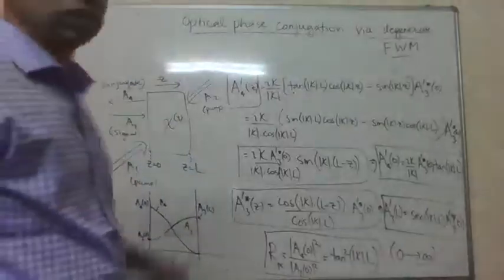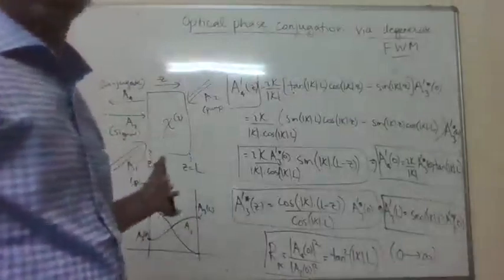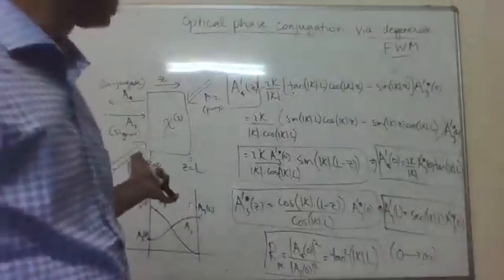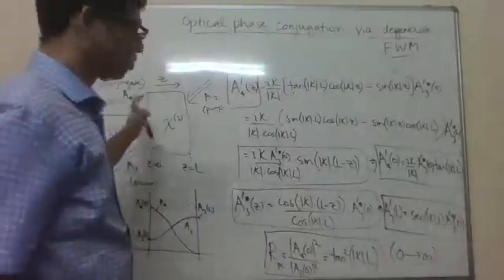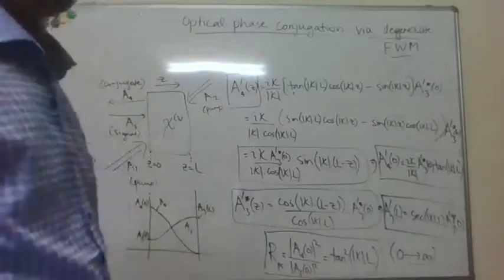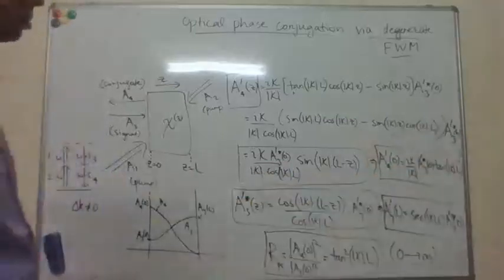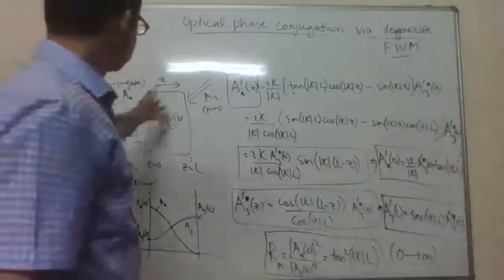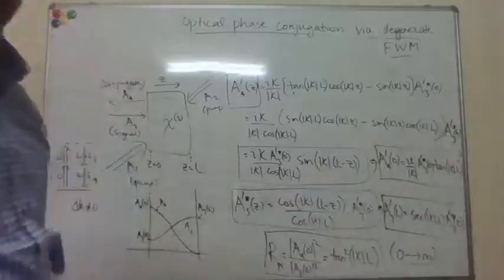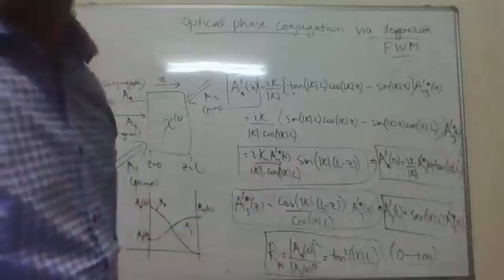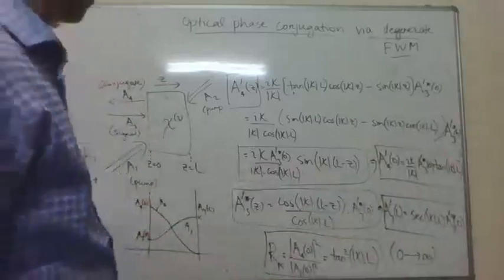This phase conjugation was implemented first way back, I think about 50 years ago at Bell Labs. They demonstrated distortion-free imaging through a turbulent medium. They showed that using this phase conjugation effect, you can remove the distortions occurring in the path. I posted that paper on Moodle for you to look at.